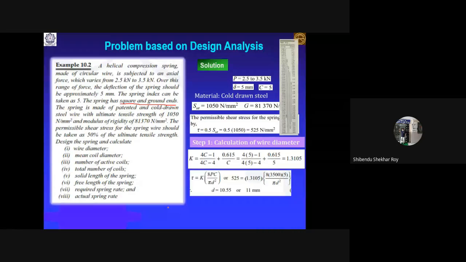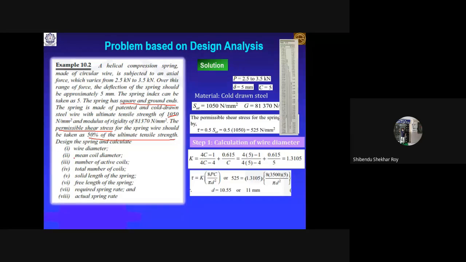Now, the spring is made of patented and cold drawn steel wire with the ultimate tensile strength of 1050 MPa, and modulus of rigidity is 81370 MPa. The permissible shear stress of the spring material should be taken as 50% of its ultimate tensile strength. That has been given. Ultimate tensile strength is given, 50% of that will be the permissible shear stress. That relation has been provided here. So no need to assume a factor of safety because it has already been mentioned what your permissible shear stress is. Now you have to estimate the wire diameter.